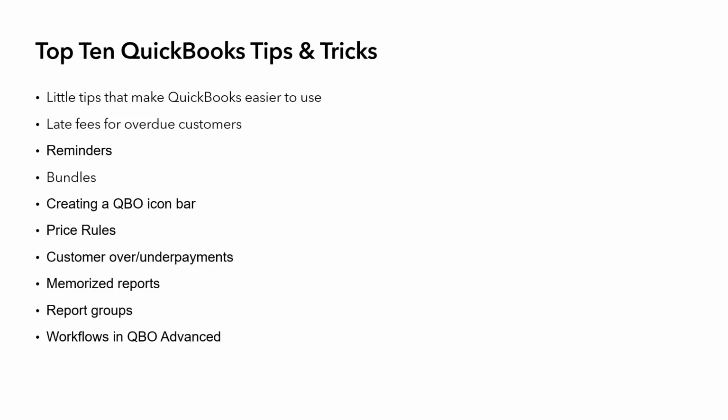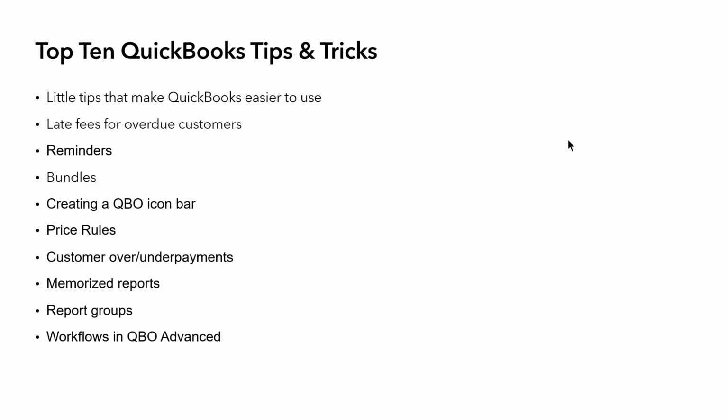What it really should be called is automated workflows, because it's essentially QuickBooks doing something for you. It could be emailing a customer. It could be reminding you about a bill that's overdue. All of these things are our top 10 QuickBooks tips and tricks. So let's jump in. I'm going to pause my screen really quick and then go into QuickBooks Online.